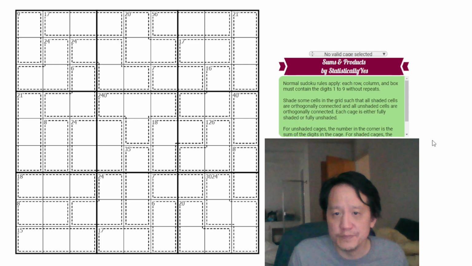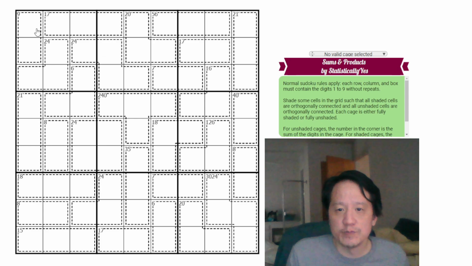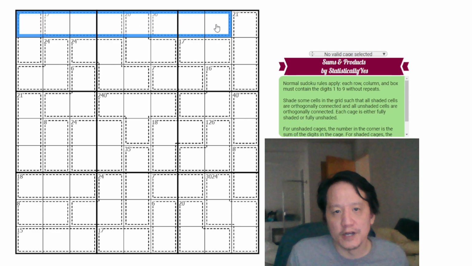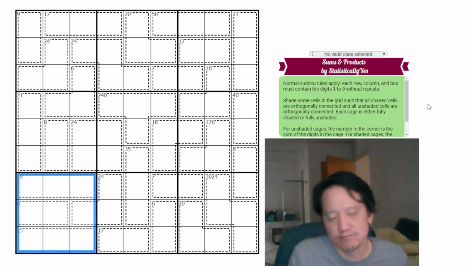And now, to the puzzle. Today's puzzle is called Sums and Products by Statistically Yes. And here are the rules. Normal Sudoku rules apply. That means placing the digits 1 through 9 in every row, every column, and every 3 by 3 box, in any sense without repeats, which is understood.